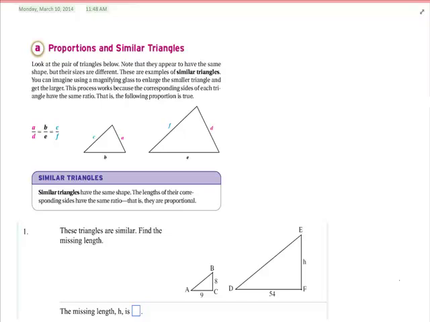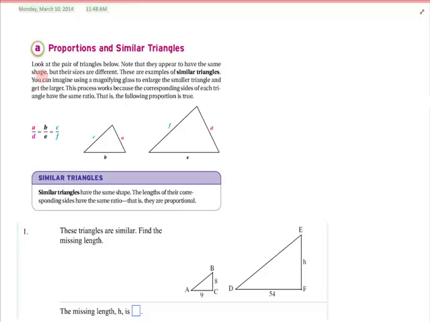We've had several lessons working with proportions, and now we're going to take a look at another application of proportions, and it is called similar triangles. You might remember this topic from a high school geometry class, but maybe not.